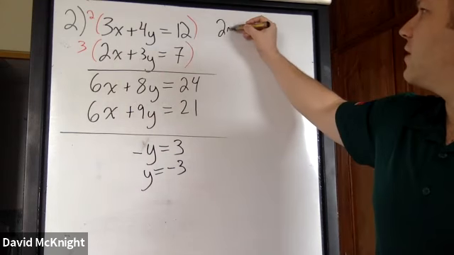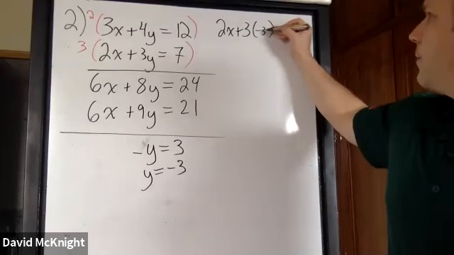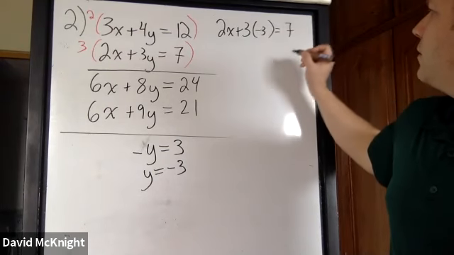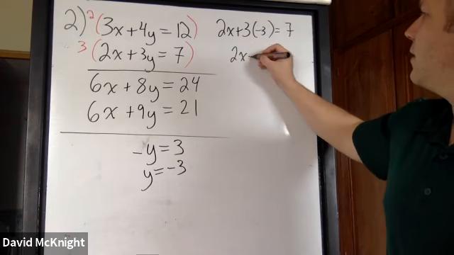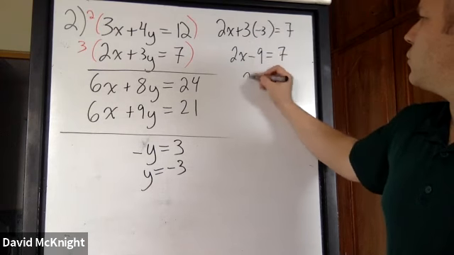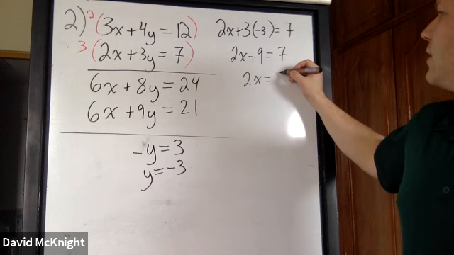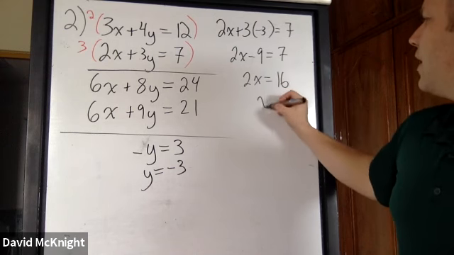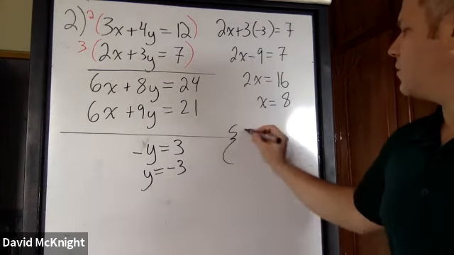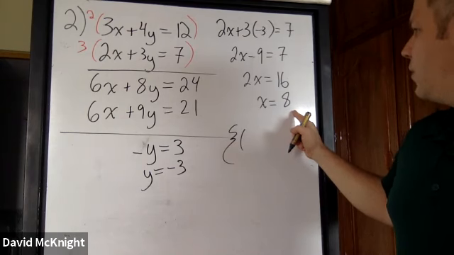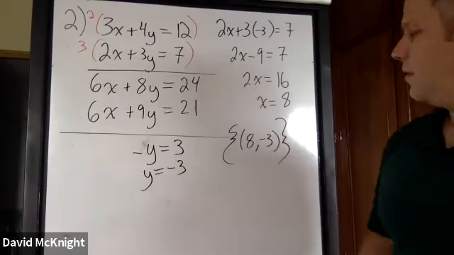So 2x plus 3, and now we know that y is negative 3, is equal to 7. Okay, so 2x minus 9 is equal to 7. So 2x is equal to, and then we're going to add 9, so we'll end up with 16. And so x is equal to 8. And let's not forget to write the solution to the system of equations. So we have 8, negative 3, and that is it.